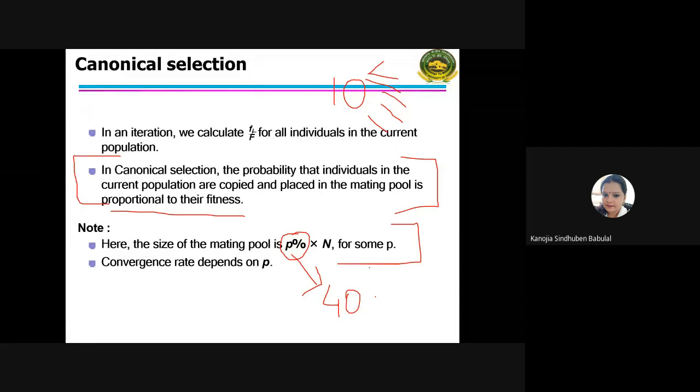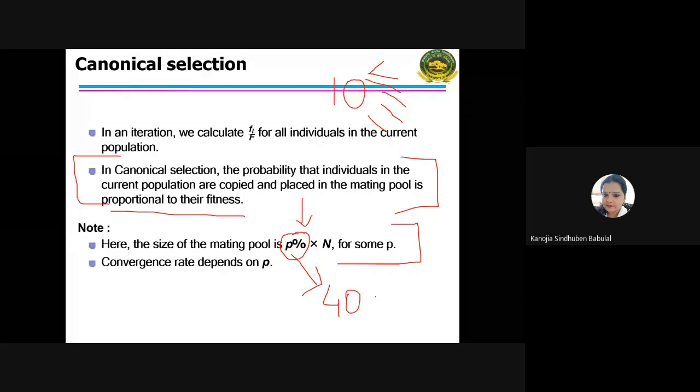So ultimately, the canonical selection method focuses on the highest fitness scorer solutions. The punchline is how much to select. That is important. Why not select the whole 100%? Why only 10%, why only 20%, and why only 50%? So this percentage is important. And we can have a question: how do we decide this percentage? How many individuals should I select?